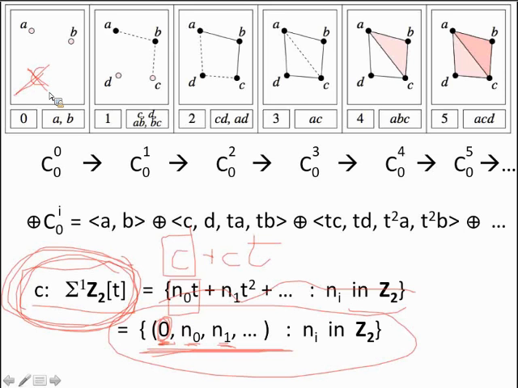Sorry, we did have B at time 0. So at time 0, we do have B in our homology. But at time 1, we only had this component here that contained B, and we used A to represent that component. So we don't need B anymore. Here at time 0, we needed both A and B, but at time 1, we need A and D.